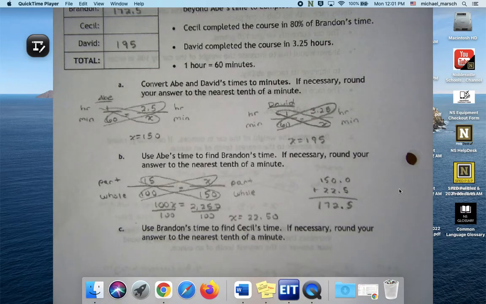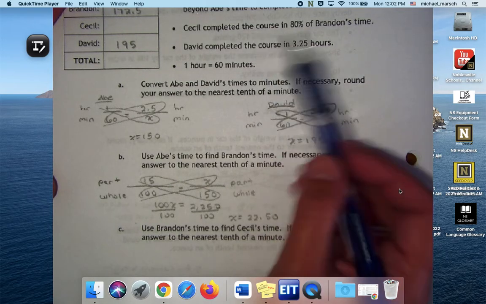Somebody tell me, how fast is Cecil? How fast did he complete the race? Aiden? I haven't done it fully. I didn't realize what you wanted. That's okay. Tell me what math you did to get there. 80% of 172.5, yeah, to get 138. Yeah, so you have to find 80% of that number because his race is 80%.